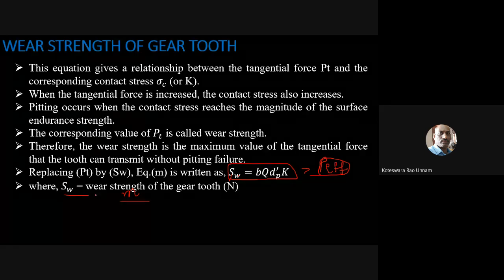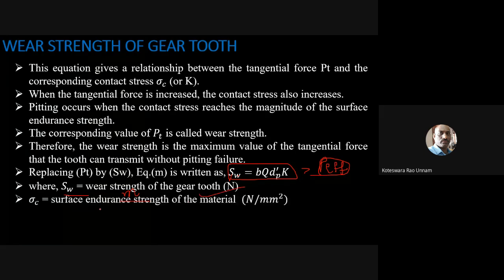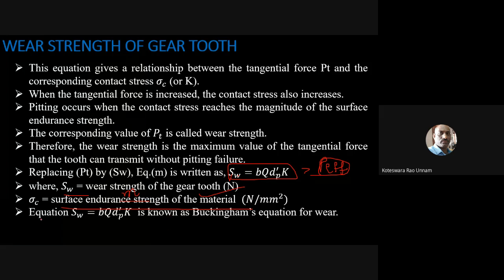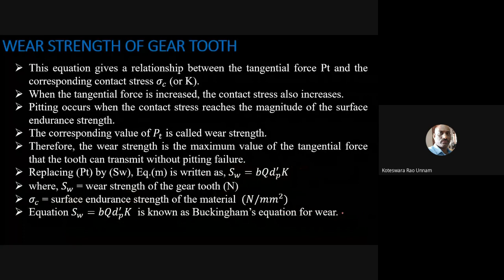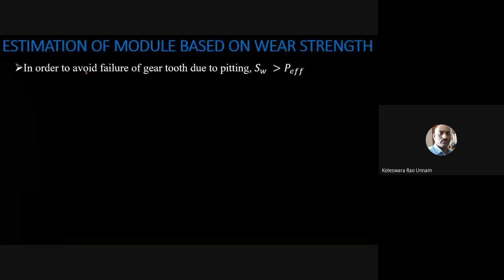Here SW is the wear strength of the gear tooth, and sigma C is the surface endurance strength of the material. The equation for SW is known as the Buckingham equation for wear. Okay, that's what we already discussed. Right. So the next step is you need to find out what P effective is. In order to avoid the failure of the gear tooth due to pitting, your SW should be greater than P effective.